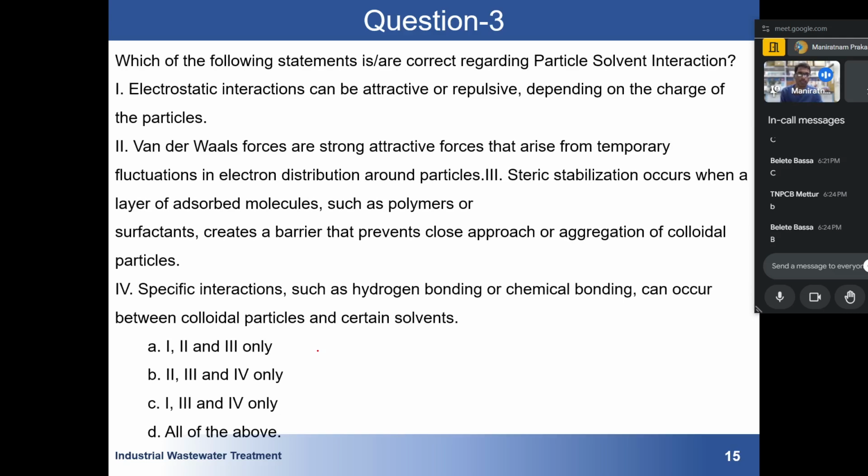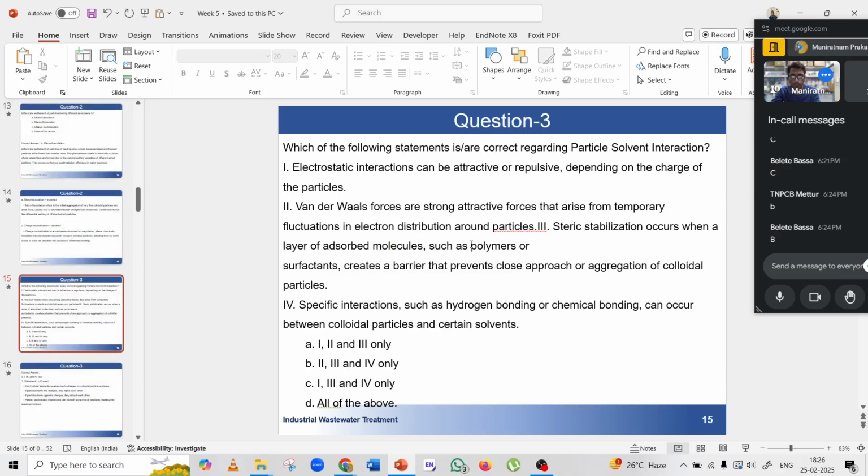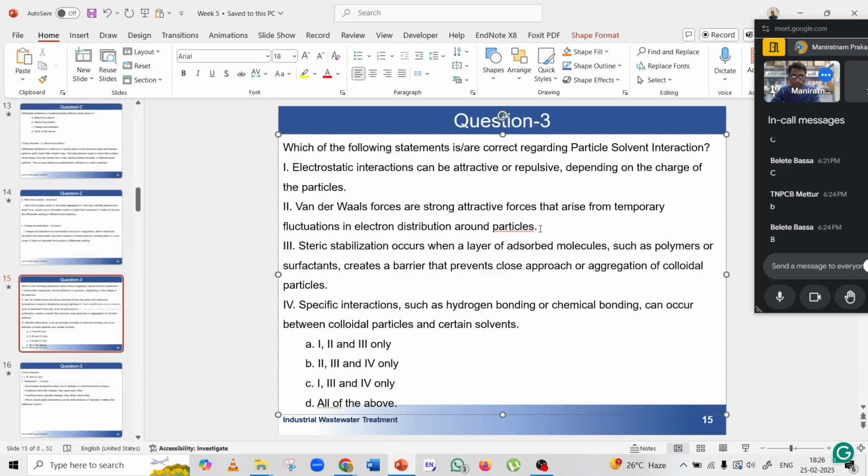This is a little bit lengthy question. Just read it, take your time, and write. You can write the answer in the chat box. Which of the following statements is or are correct regarding particle-solvent interaction? Electrostatic interaction can attract or repulse depending on the charge of the particles. Van der Waals forces are strong attractive forces that arise from... Here it is the third point. Okay, now I just forgot to mark it. Now it is okay.